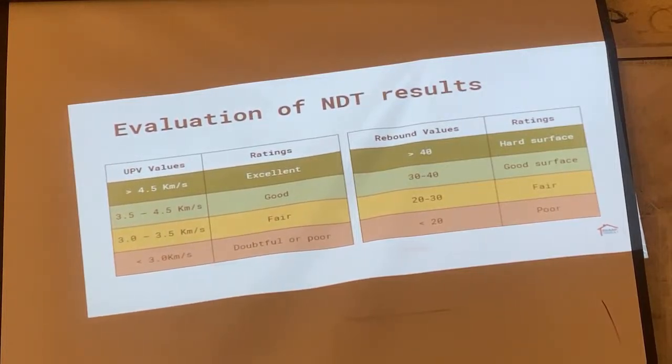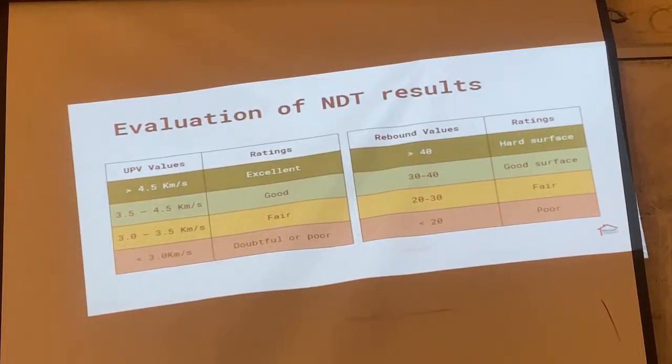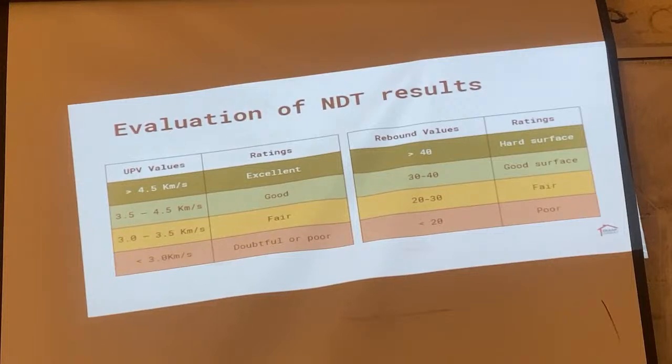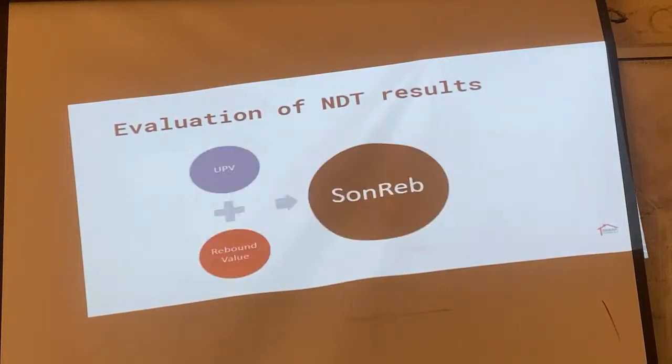They seem like three different tests. So is there a way we can combine two to make it whole? Here we can combine both the UPV and rebound value to produce something called SonReb. This is very elaborate, but I'll just try and hit it on the surface. SonReb is called sonic rebound, and it's the combination of UPV and rebound value.